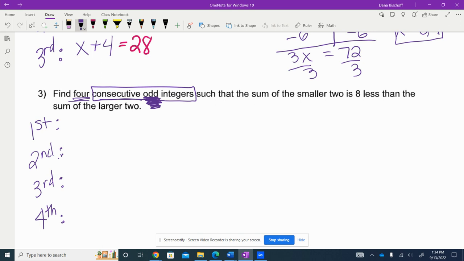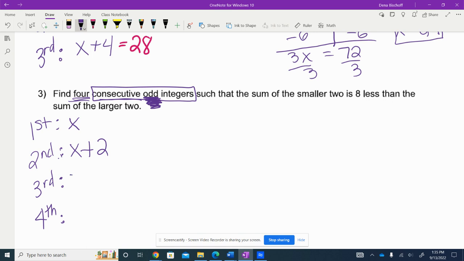Oh, I didn't hear him. I thought he said odd. Yes. Sorry. Consecutive odd. That means our first one is what? And what's the next one? Remember that odd and even are represented the same way. X plus 2. And the third one?